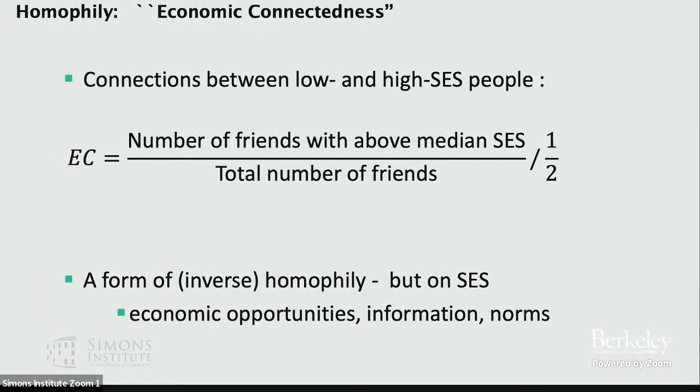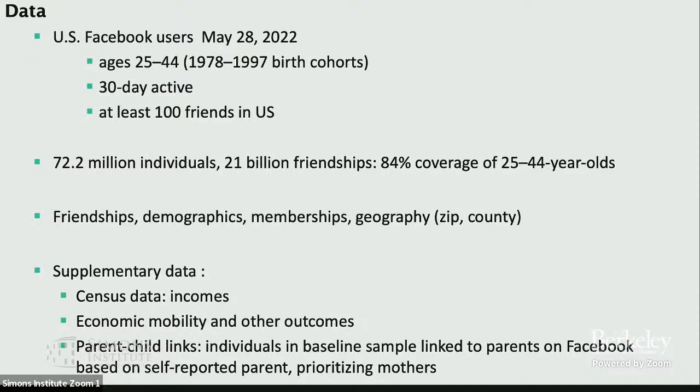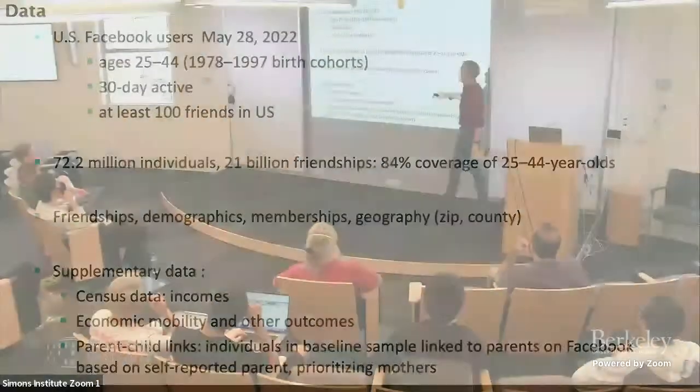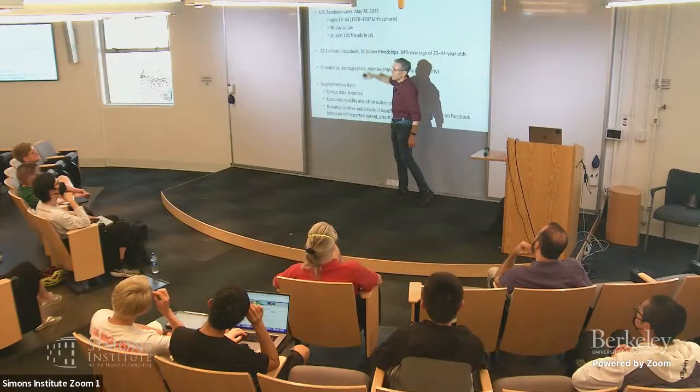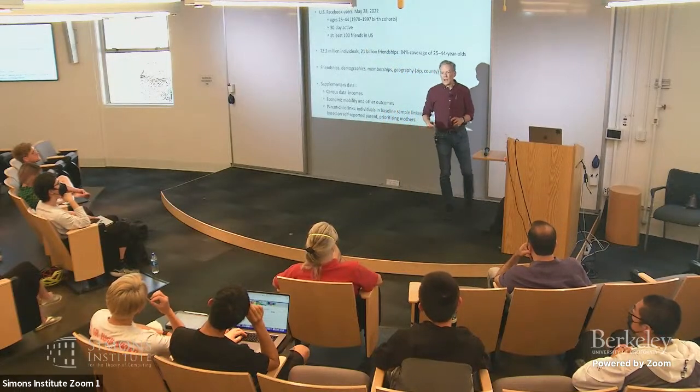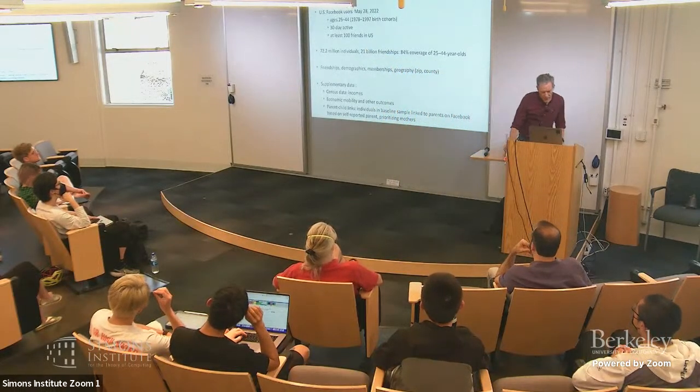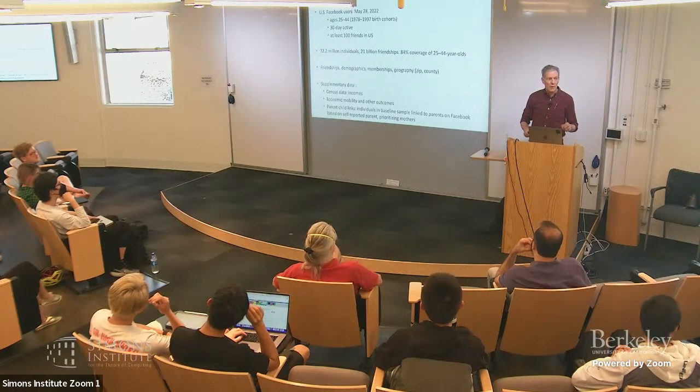Sorry, can you tell us something about which 70 million users these are? Like how do you sample that? Yeah. So basically, it's anybody on Facebook who is at least 30-day active and has at least 100 friends. How did we get that data?